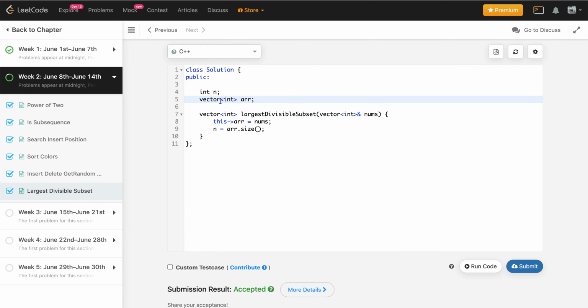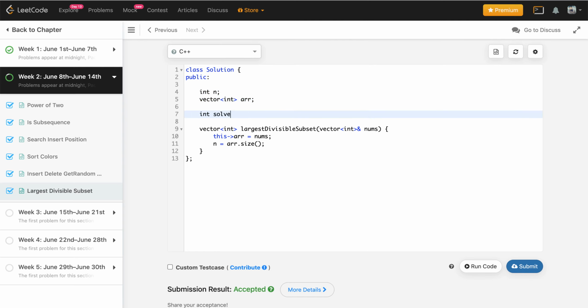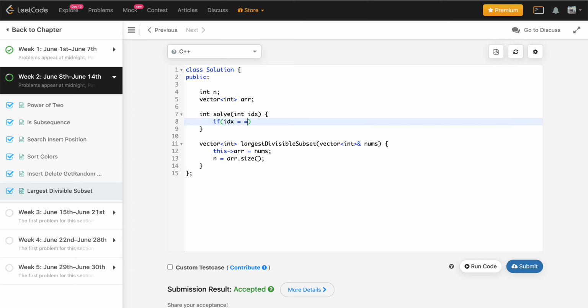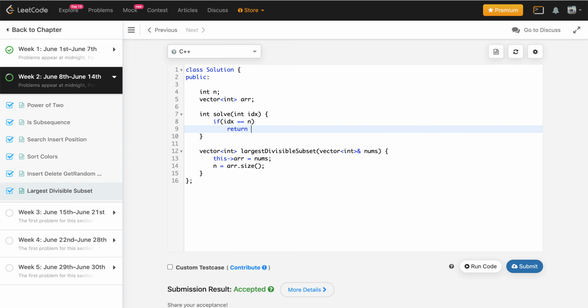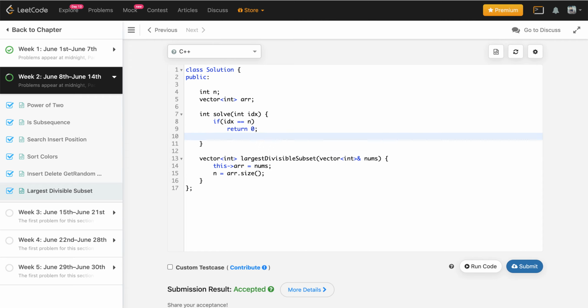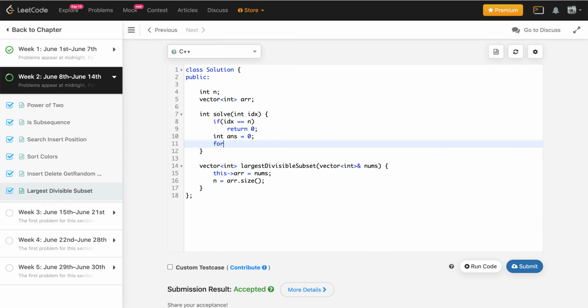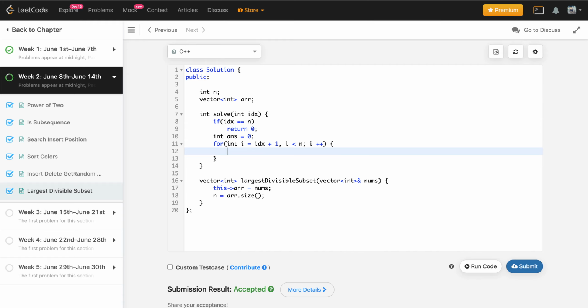Alright, I have declared two variables so that I don't have to pass them every time into the function that I am going to build. I said that I'll need an index, and if this index has already reached the end of the array, it means we don't have any more elements left, so the biggest length would be 0. Otherwise, we maintain an answer, and we traverse all the elements starting from ahead of the current element, that is idx plus 1, and ending at n, and we will check for each of them.